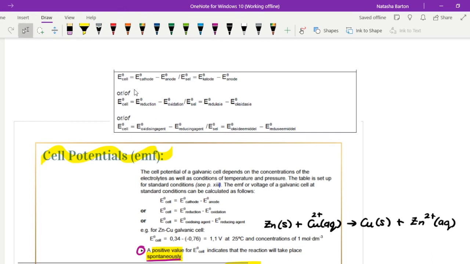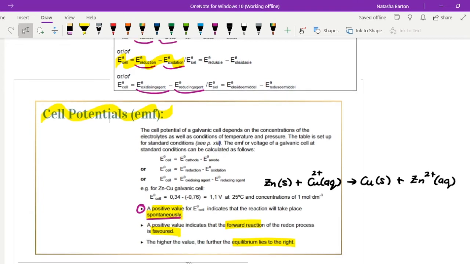You can say the cathode half electrode potential minus the anode half electrode potential. You can say reduction minus oxidation, or oxidizing agent minus reducing agent. I like this one and I tend to use this one the most. It makes most sense to me in my brain, right?